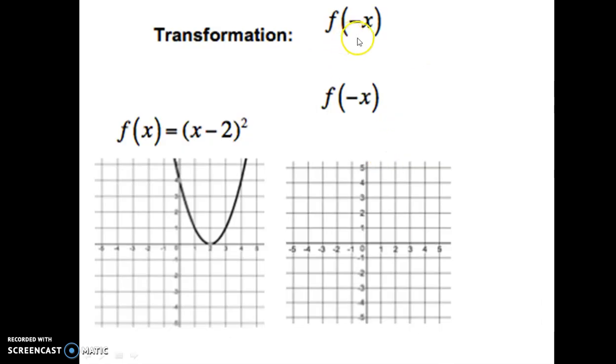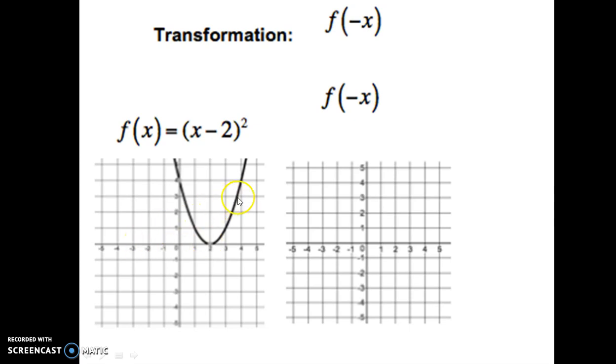All right, now we have a negative applied to the x values. So this is also a reflection, but different. The x values are made negative. So look at this parabola. Let's say this x value here is 4. Well, it's going to be made into a negative 4. And this x value is 2. It will be made into a negative 2.